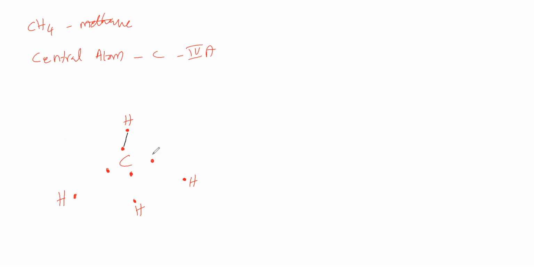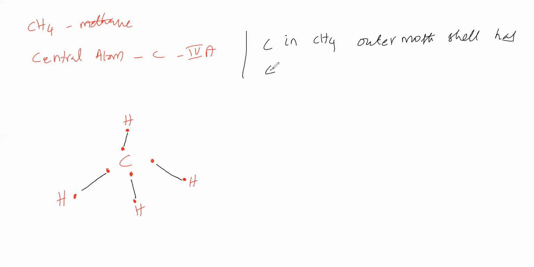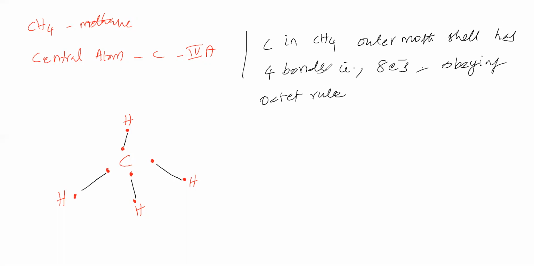Now between these two electrons there is a bond, here bond, here bond, here bond. Now carbon in methane has 4 bonds in its outermost shell. 4 bonds means 8 electrons. 8 electrons means octet. Octet means obeying the octet rule, because 8 electrons are there. Therefore, we can say it is obeying the octet rule.